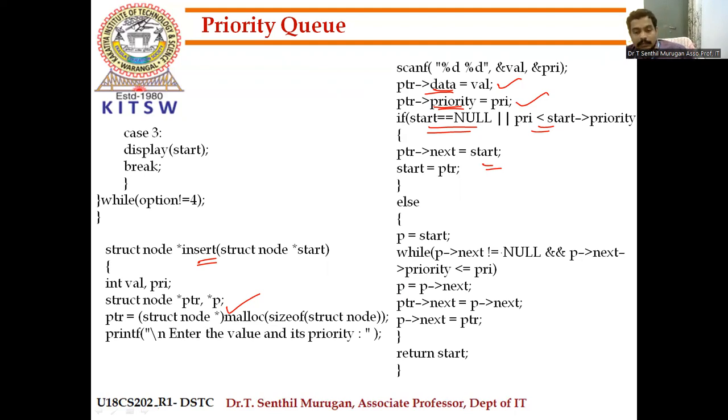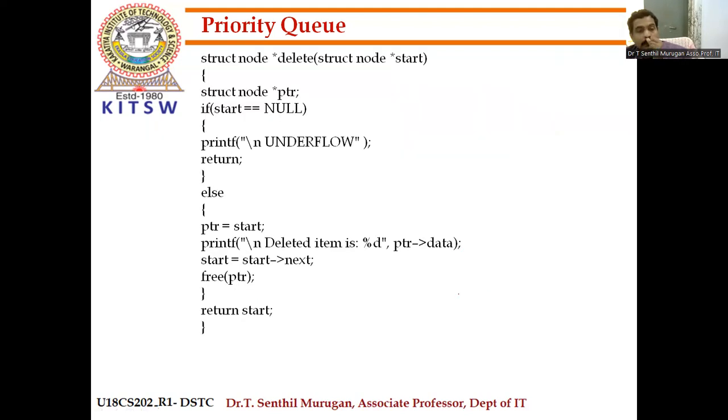Else, we have to check whether the pointer's next is not equal to null, as well as whether the next node's priority is less than the priority. Then we have to forward to the next node: p equal to p->next. That means the link will be pointed to the next node. Nodes in between will be removed.